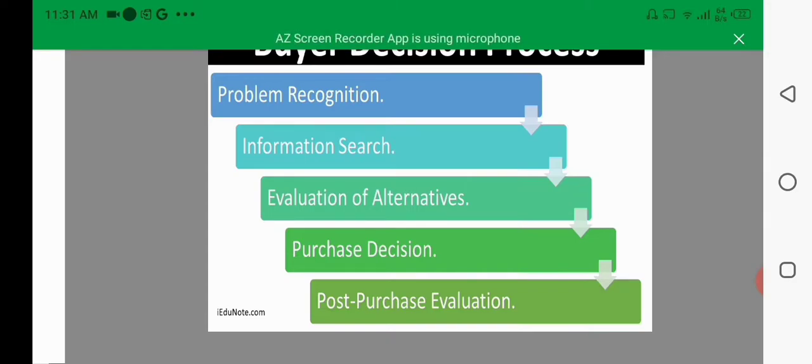External research is also conducted when a person has no prior knowledge about the product. So it means that he is not aware or does not have much information. So he needs to seek information from personal sources, from word of mouth, friends, family, and public sources, online forums, blogs, groups. There are many groups.